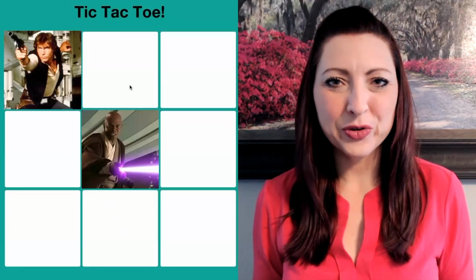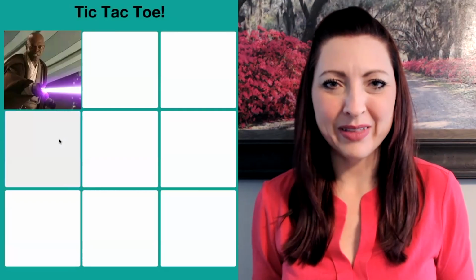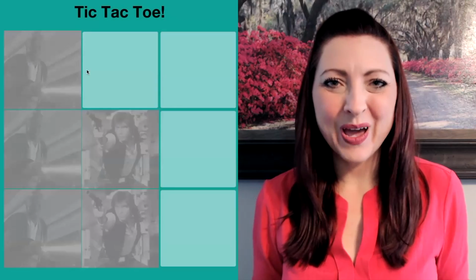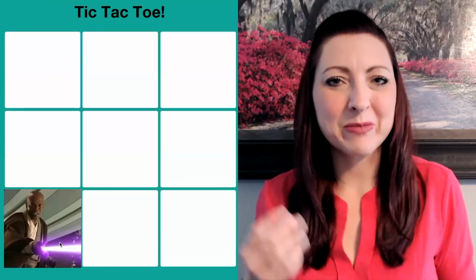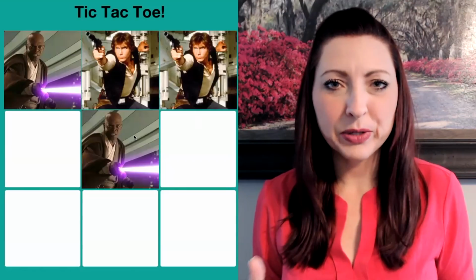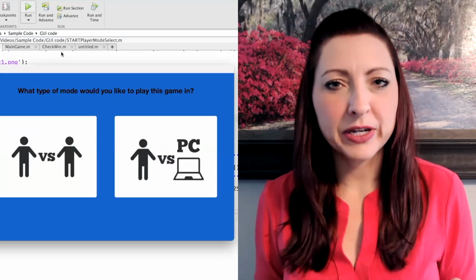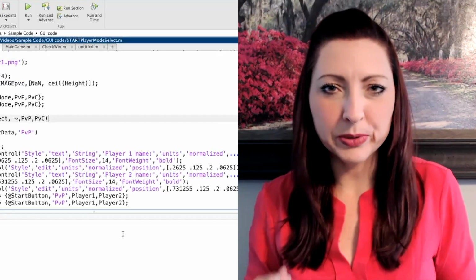We've created this graphical user interface of Tic Tac Toe in MATLAB now. And instead of X's and O's, we have our character images that are showing up and randomly selected. It works for player versus player. Now, even if I select player versus computer right now, it's still just running player versus player.